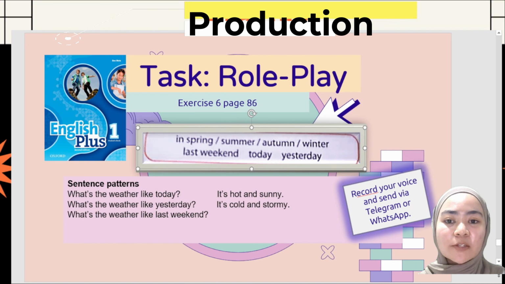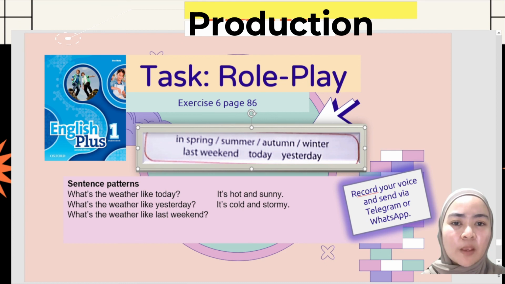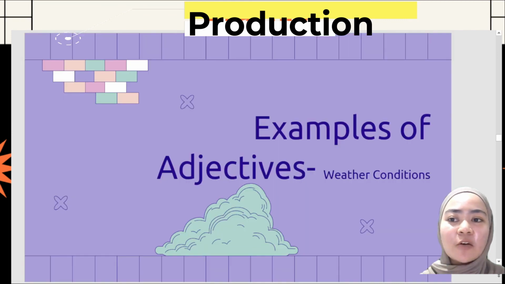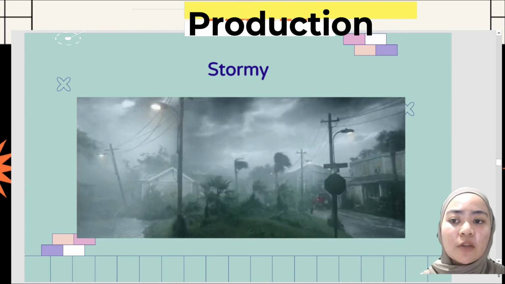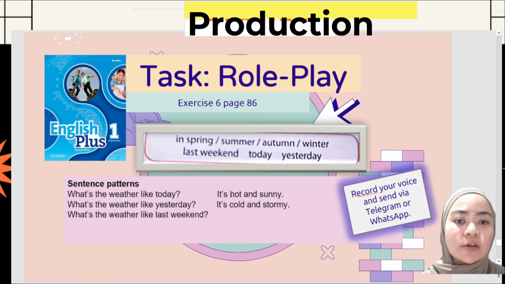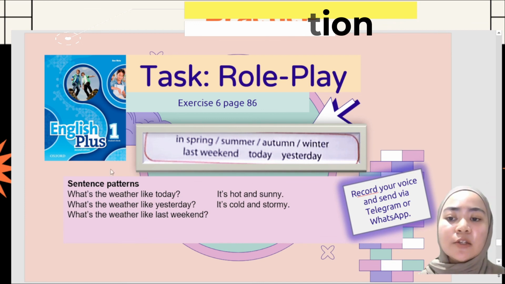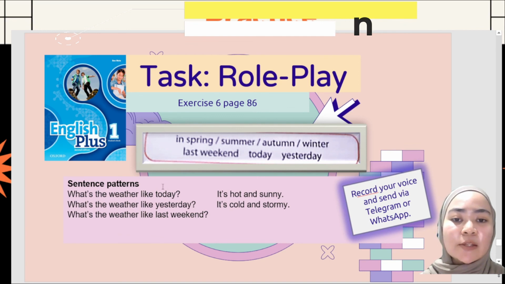The first question, what's the weather like today? So we have today, and then the second one we have yesterday, the third one we have last weekend. The answer for all of the questions, you can use these words, or you can also use the adjectives that we have learned just now, for example, hot and sunny, windy, icy, cold, stormy. It's hot and sunny, it's cold and stormy. You don't necessarily have to use spring, summer, autumn, winter. Use the adjectives that we learned just now to answer this question.